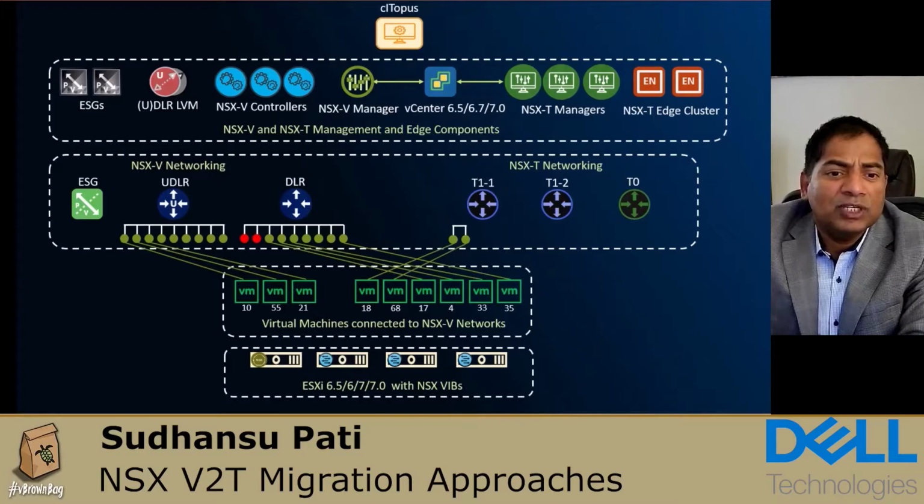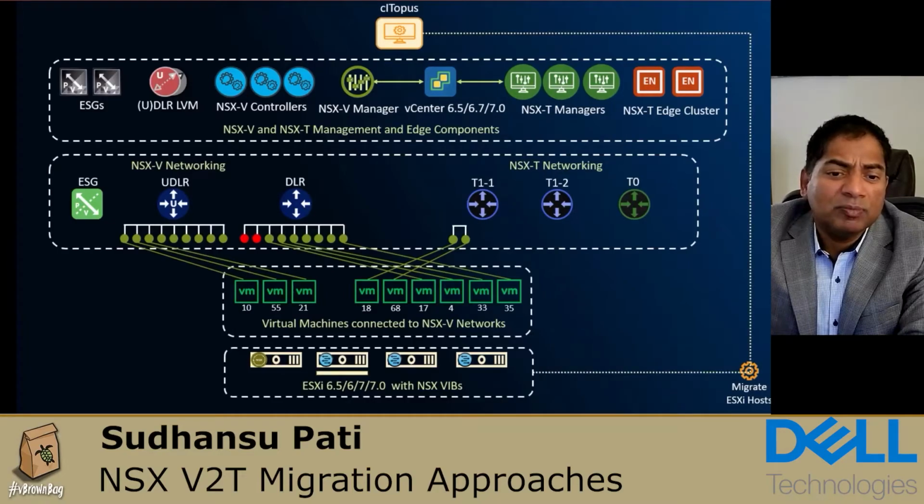That way I have some VMs in the V, some VMs in the T, but I have some hosts in the ESXi host on the NSX-V cluster. They've just gone from V to T at the host level. So this process is available.